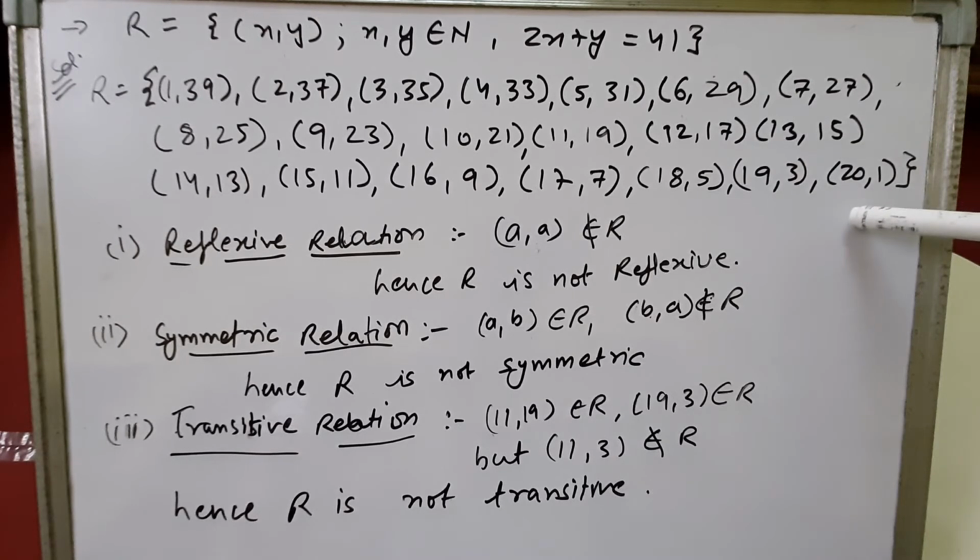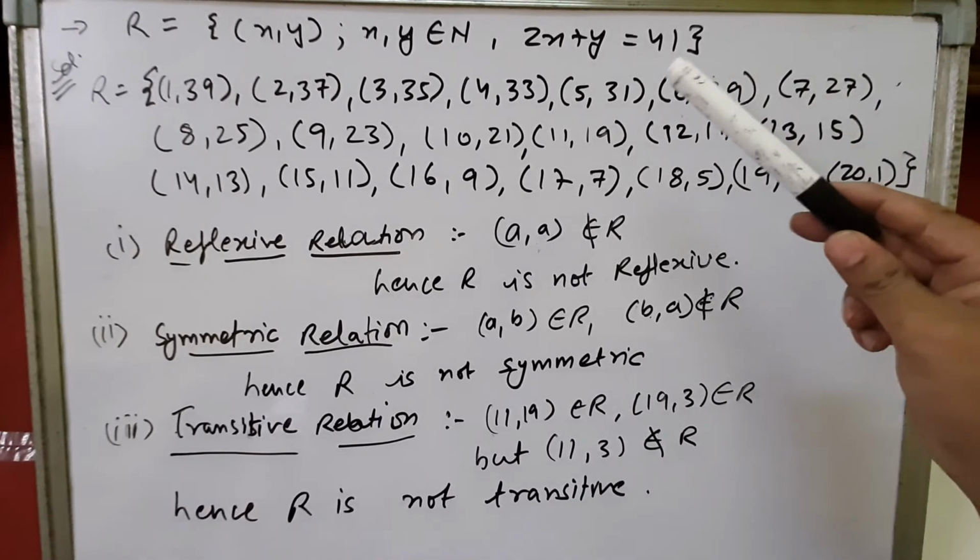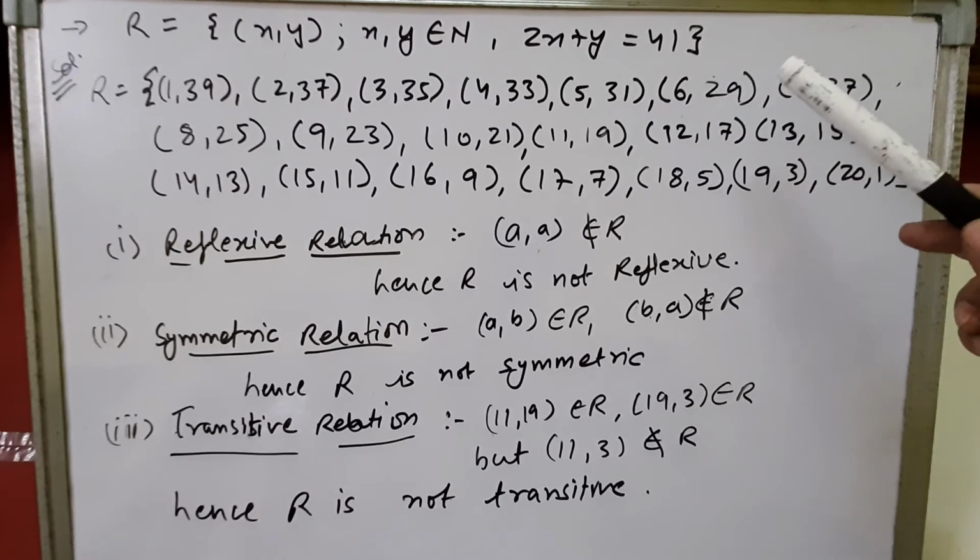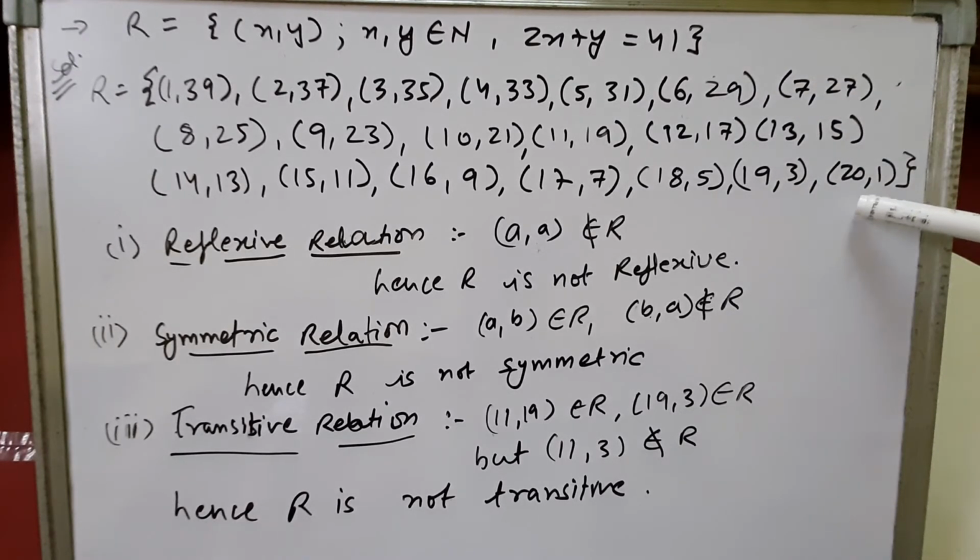So we have calculated all the ordered pairs that belong to relation R. x and y are natural numbers, so if x is 1, y will be 39, if x is 2, y is 37, and so on. If x is 20, then y will be 1. If we put x equal to 21, we get a negative value of y: 2 times 21 is 42, and 41 minus 42 will be minus 1. Minus 1 does not belong to natural numbers. So we take the value of x only up to 20, so that the value of y becomes a natural number.